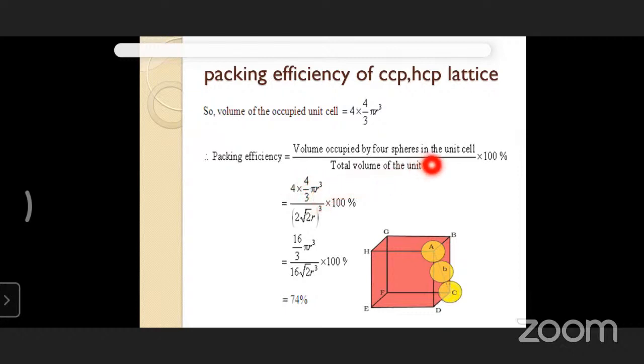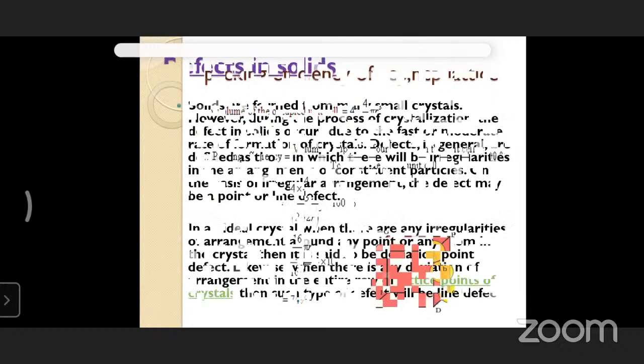And the edge will be equal to 2 root 2 r. Because of that reason, we have taken 2 root 2 r, the relation between the edge and the radius, which we saw yesterday. That is (2 root 2 r) whole cube we got. So because of that reason, 4 4s are 16 by 3 pi r cube, and 2 2s are 4, 4 2s are 8 we are going to get. Then the simplification, what do we get? 74% packing efficiency in the CCP and HCP lattice. This is about the packing efficiency of BCC, HCP and CCP.